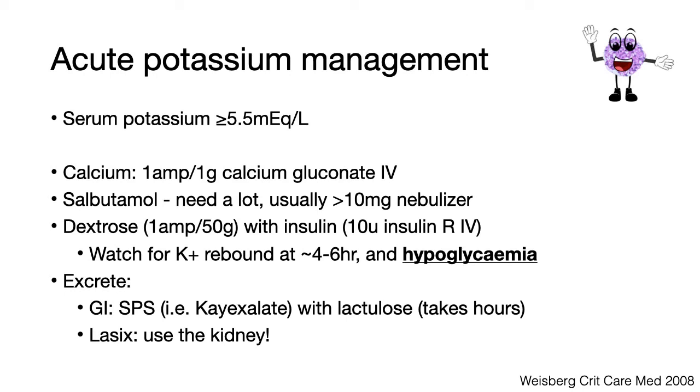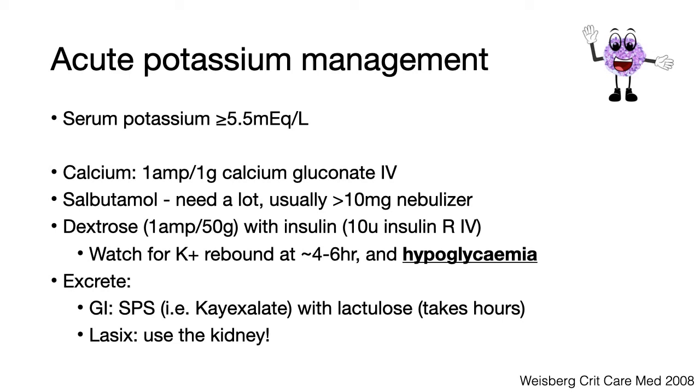2 ways that you can shift the potassium is to use beta-2 adrenergic receptor agonists such as salbutamol, but remember that you usually have to give quite a bit of it for it to work, usually in the realm of 10 milligrams or more. Patients can also get pretty tachycardic and uncomfortable from that much salbutamol.